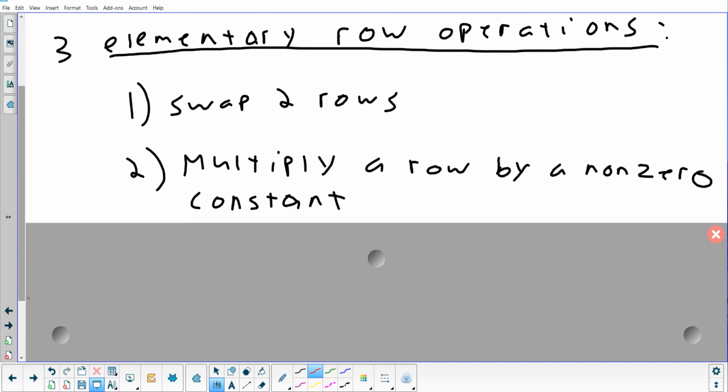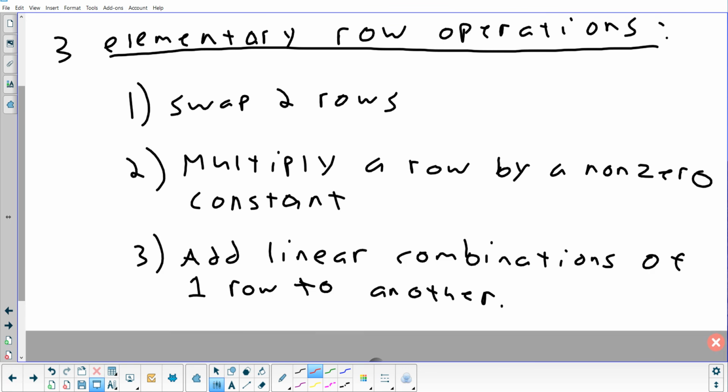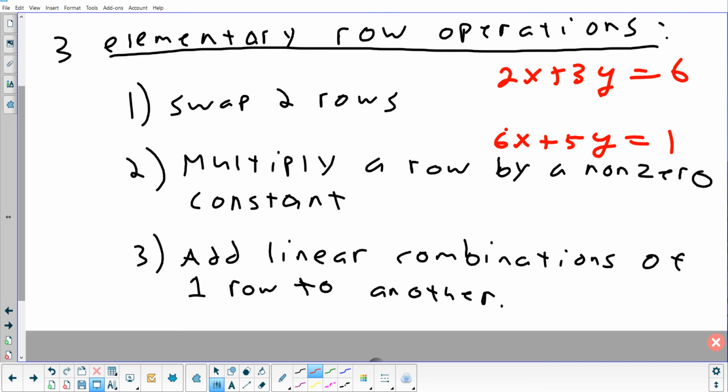And the third thing, probably the most useful one, is you can add a linear combination of one equation to another. That's like if you had something like 2x plus 3y equals 6, and then I had 6x plus 5y equals 1. And I said to you, I want you to get rid of this 6. I want you to make that a 0. Well, you could if you multiply the top equation by -3 and then add it to the bottom one.